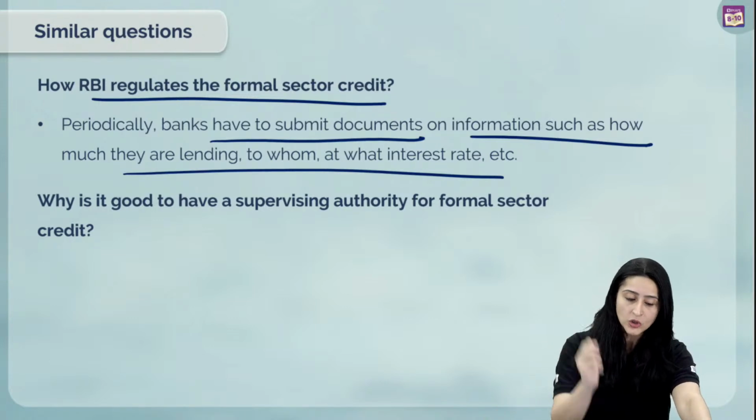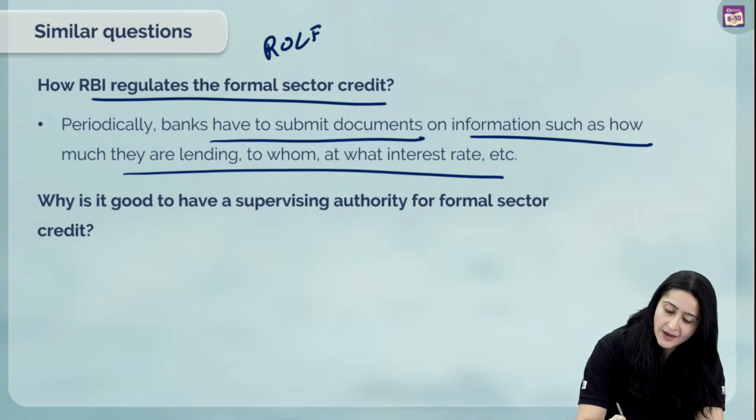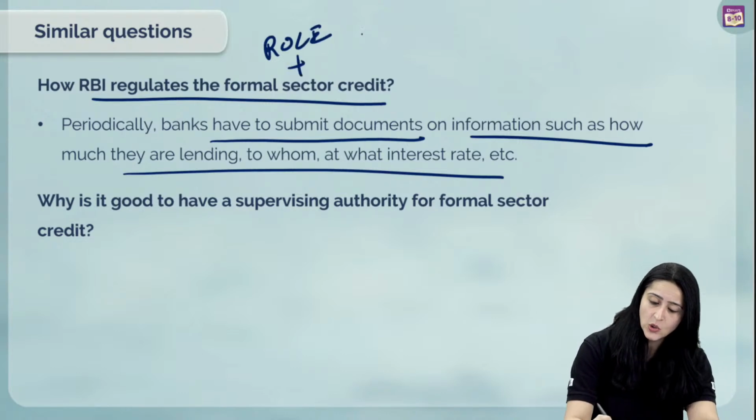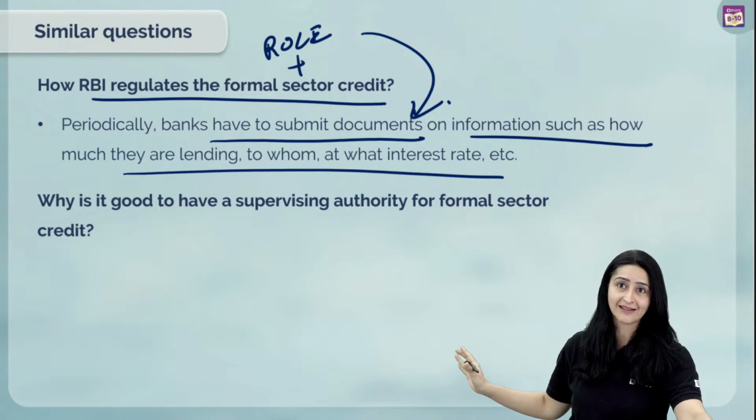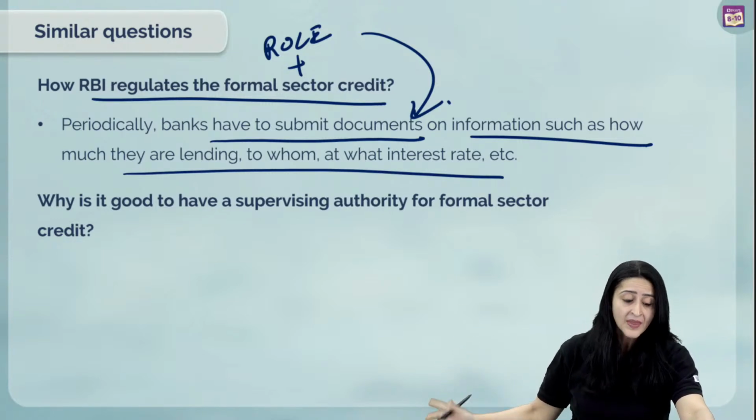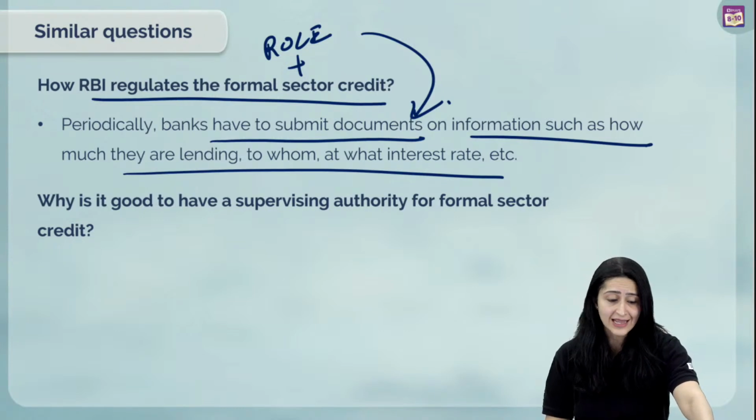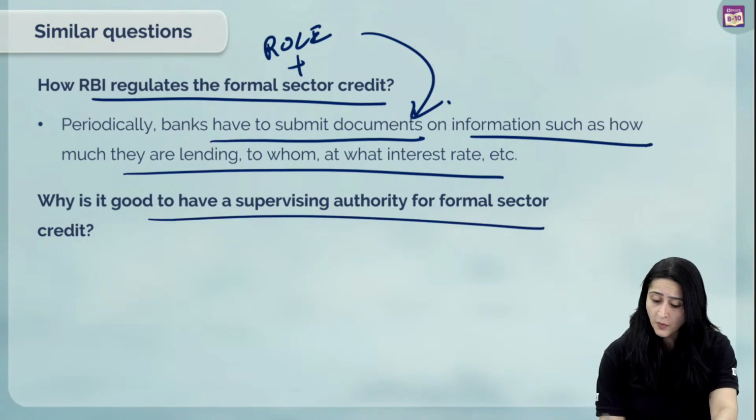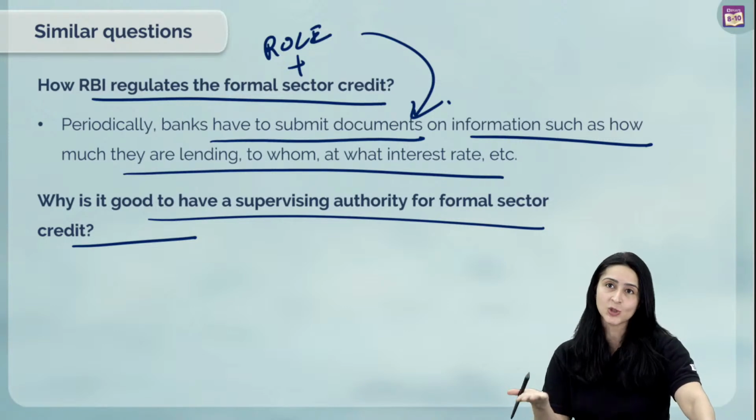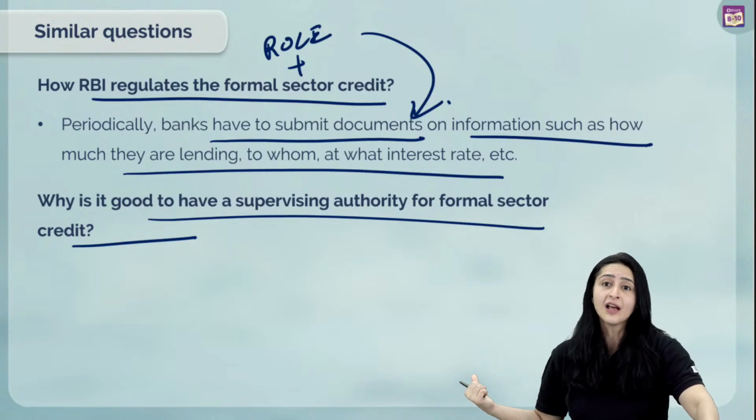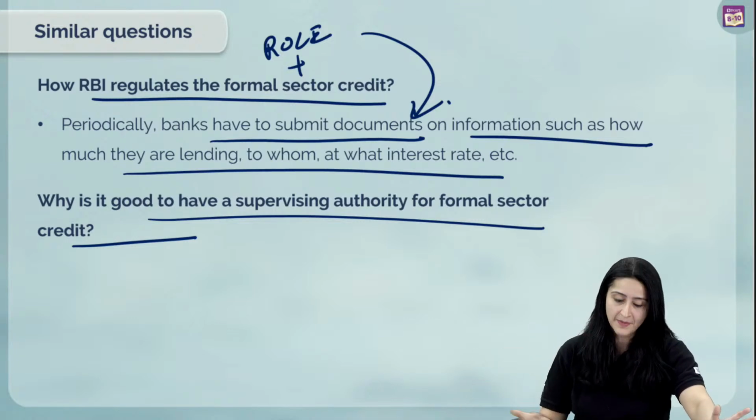Then what will you do? You will write the role of the RBI as discussed, plus you will talk about this point as to how it regulates the formal sector credit, right? So this is a possible question. Another question that you could get is, why is it good to have a supervising authority for formal sector credit? We know that RBI is the supervising authority for formal sector credit, so this is also technically linked to the role of RBI, right?